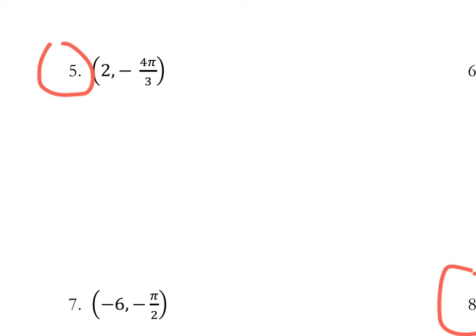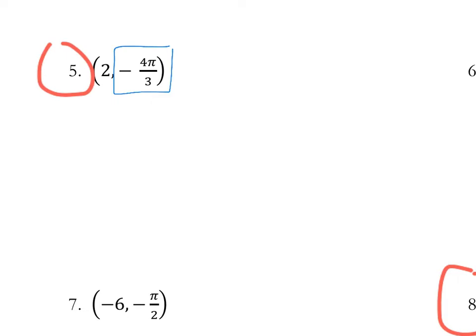Alright guys, here is the explanation from the 10.7 day 2 worksheet. So a lot of you had a question on number 5, and I think I know why you had a question on number 5. It was because of this negative angle.